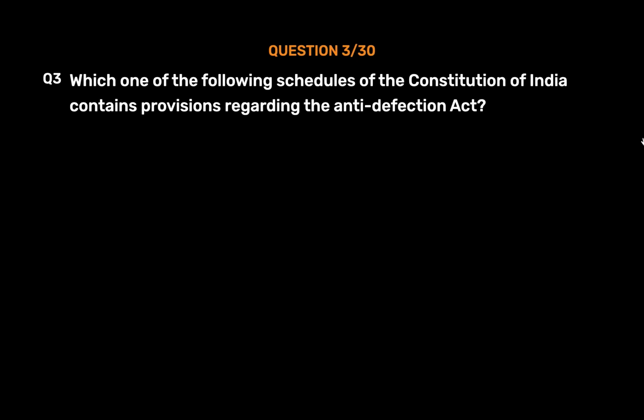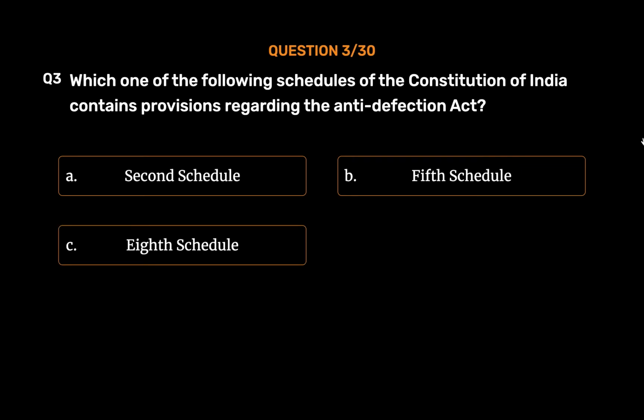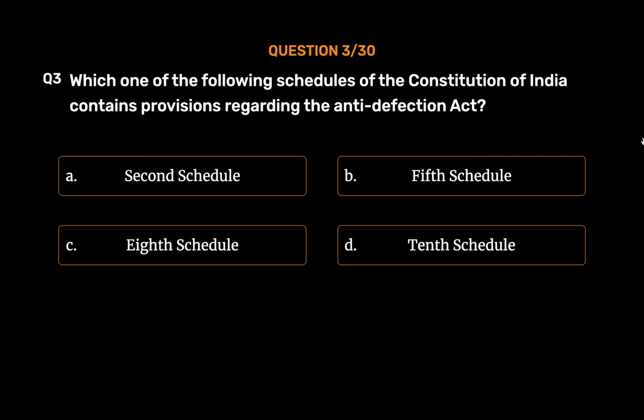Question number 3. Which one of the following schedules of the Constitution of India contains provisions regarding the Anti-Defection Act? Option A. 2nd Schedule. Option B. 5th Schedule. Option C. 8th Schedule. Option D. 10th Schedule. The correct answer is Option D.